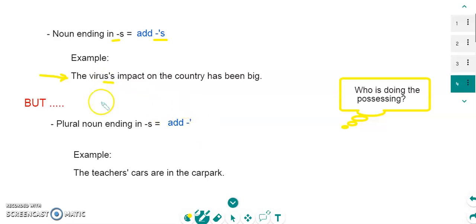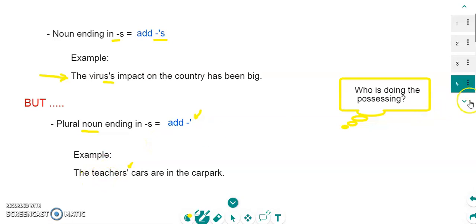Should be fairly straightforward. And here is where things can get a little bit more confusing: if it's a plural noun, so if it's lots of things being described and they already end in S, then all you need to do is add an apostrophe, just like that. So in this situation, this is correct here: "the teachers' cars are in the car park." Who is doing the possessing? The teachers are. And we know there's loads of teachers, because there's just one apostrophe at the end. And the apostrophe has to go next to, as I already said, the person or people who do the possessing.